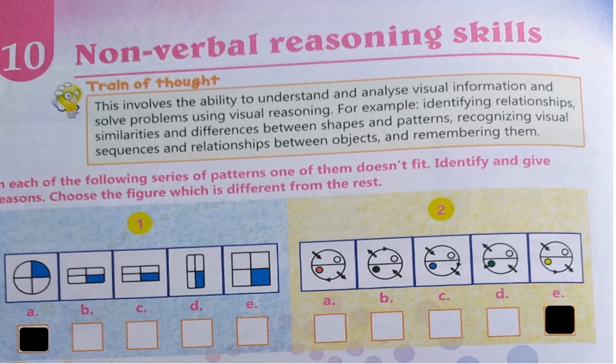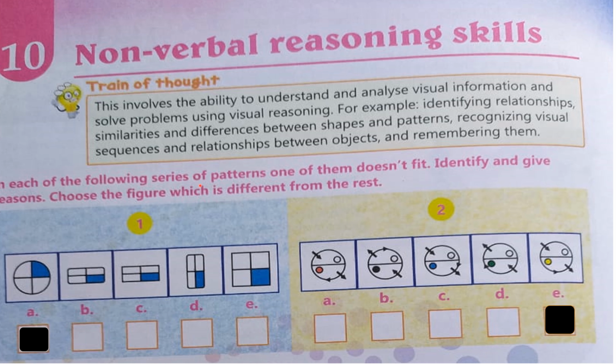So dear students, what do we do in non-verbal reasoning skill? We first of all identify relationships between the different patterns. We find out the similarities and differences between the shapes and patterns. We recognize visual sequence. What is the sequence given here? Whether it is clockwise or anti-clockwise. Relationships between objects and remembering them.